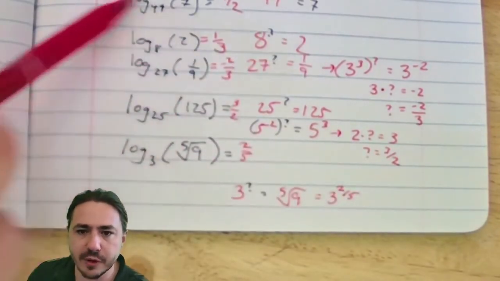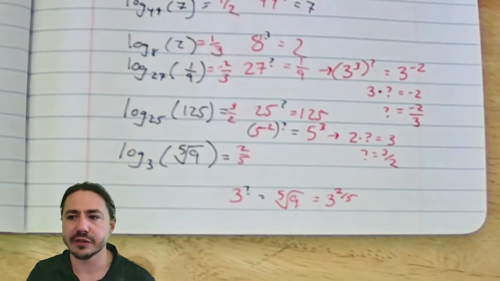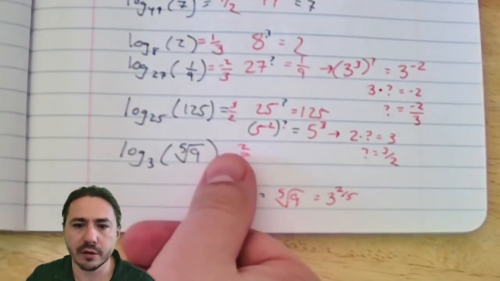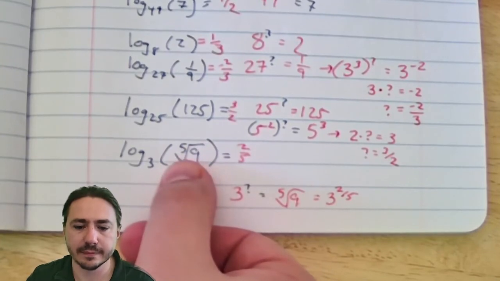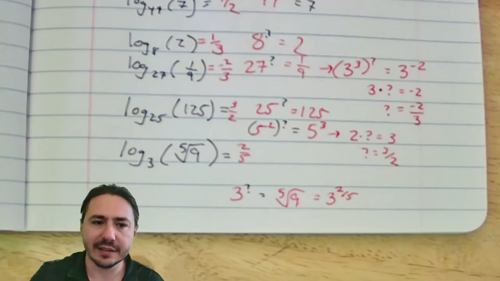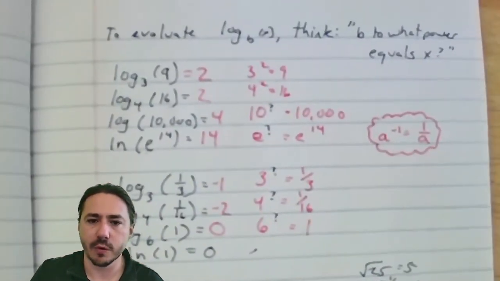These last few I know are a little bit trickier, but generally the question you want to be asking yourself is b to what power equals x? All right, and that's how you're going to evaluate these things. That's going to be the majority of what we're talking about today. I'm going to have you practice a lot on this in your homework.